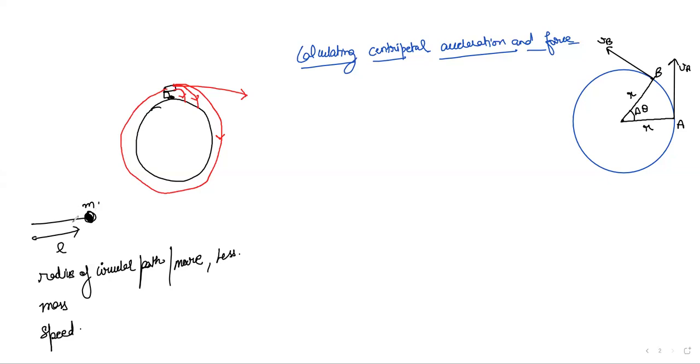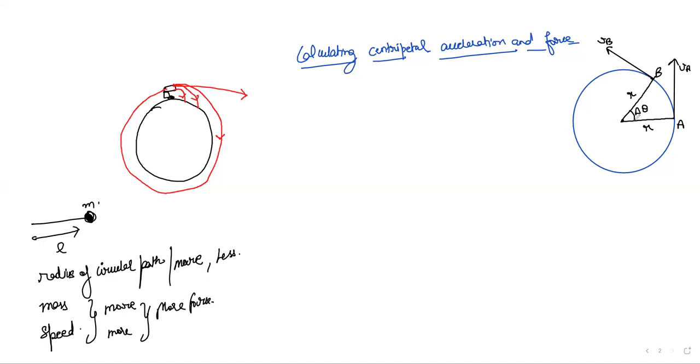This you can try at home also. That's why when the string is small, it's difficult to get it into circular motion. So the more the radius, the less force will be required. And for mass and speed, the more the mass of the stone, the more force will be required. And if you want to rotate it with more speed, again more force will be required. These are the factors. Now we will derive this relation.